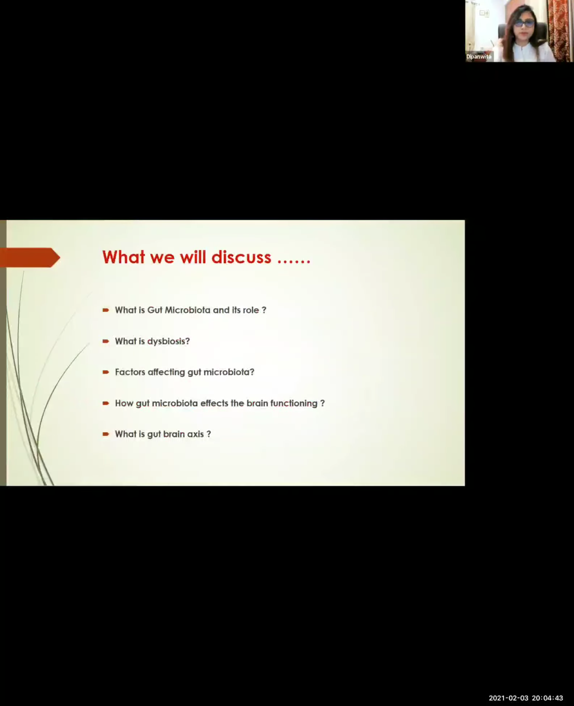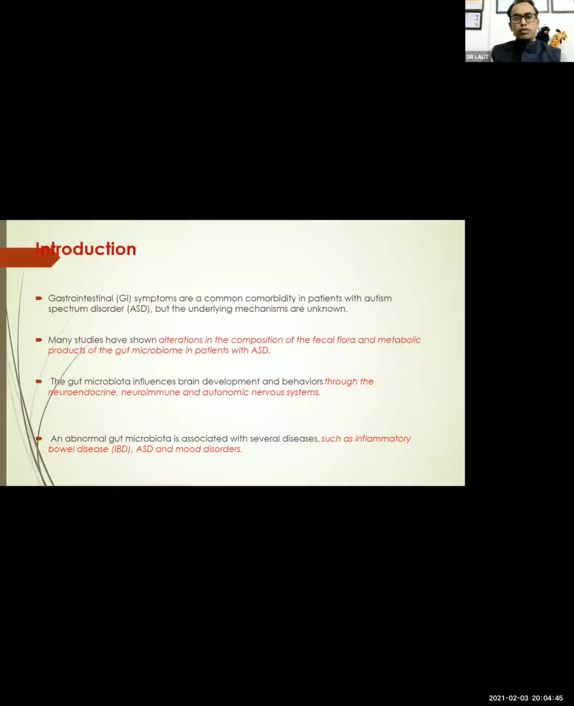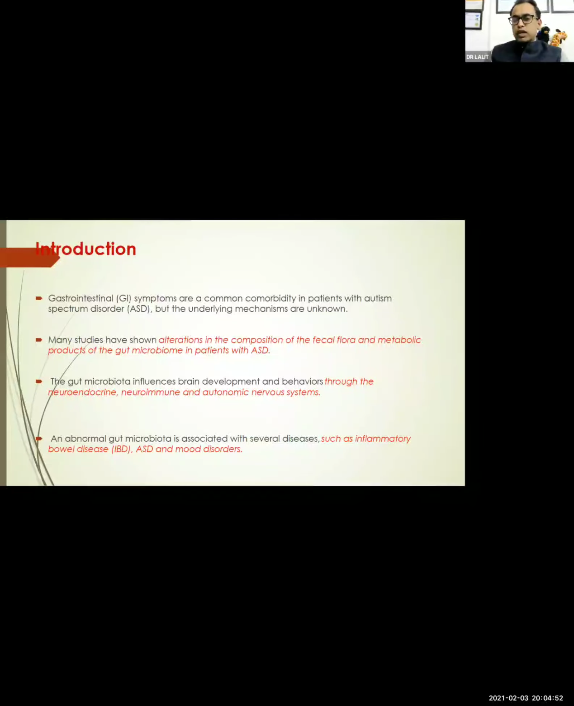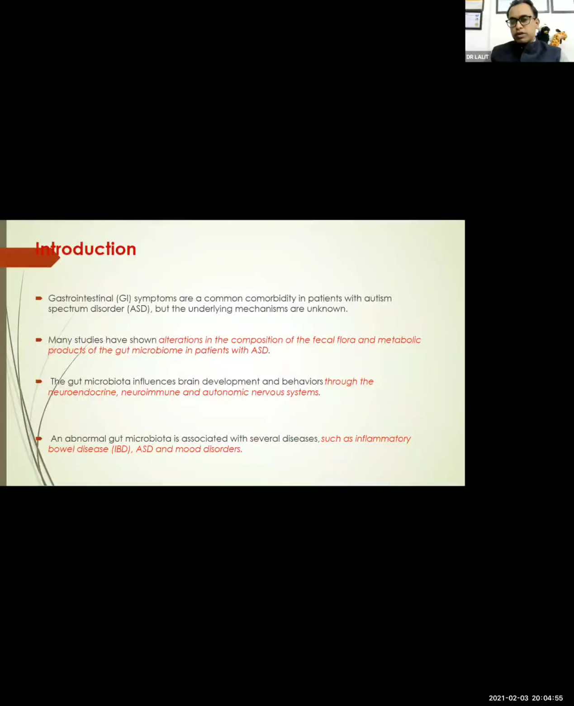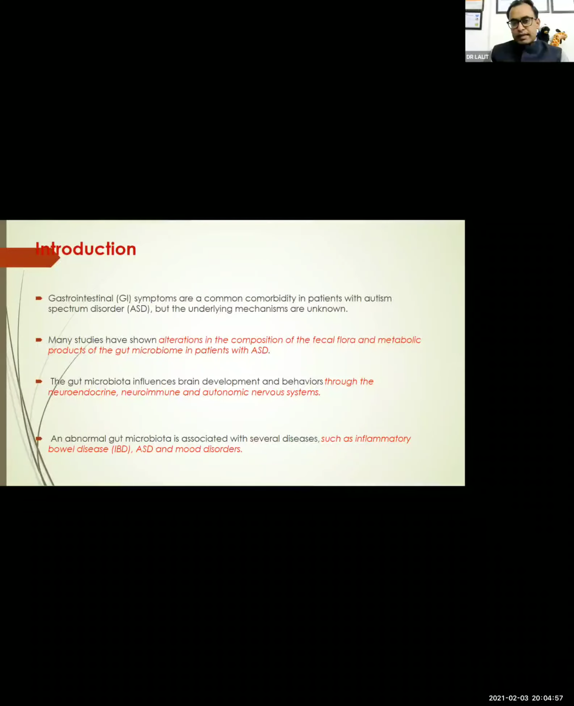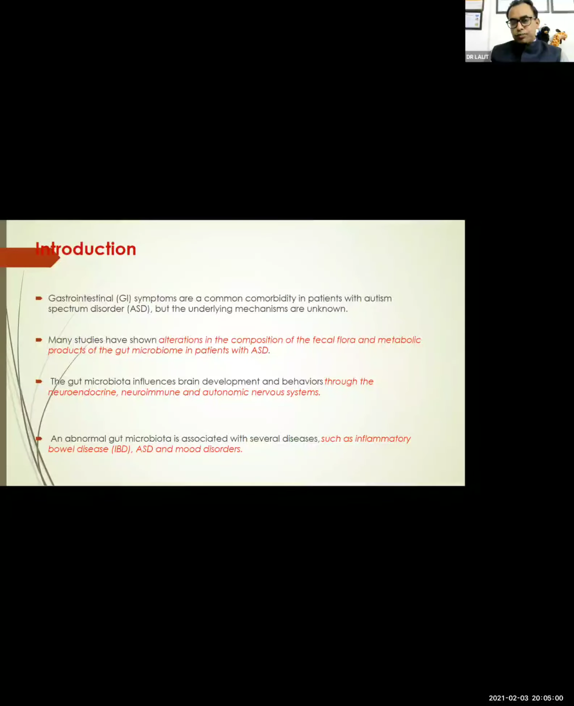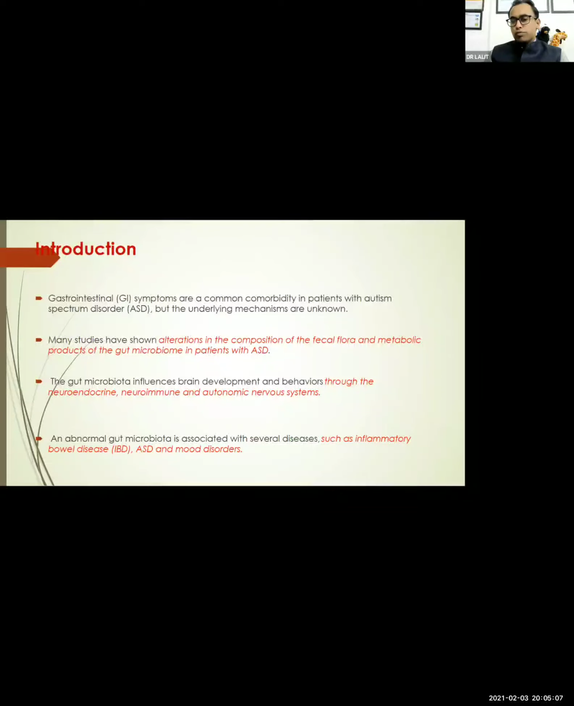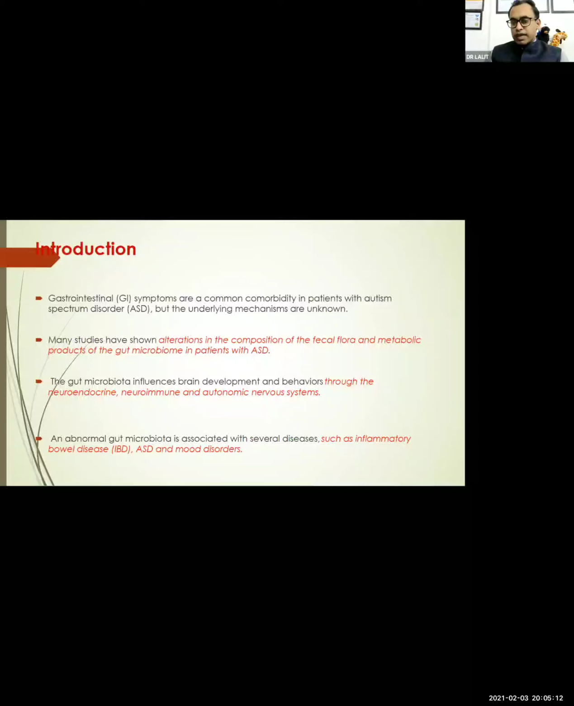Good. So coming to our introduction, why do we want to study gut dysbiosis? Gastrointestinal symptoms, or what we call GI symptoms, are the most important comorbidity associated with children with autism. Literature says that around 20 to 25% of kids with autism have GI symptoms. And a lot of studies have shown that alteration in the composition of the fecal flora and the products of the gut microbiome are important in patients with ASD, and that the gut microbiota plays an important role. It influences the brain in a lot of ways.